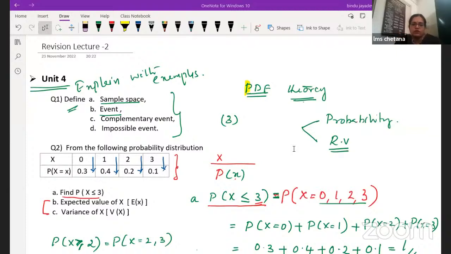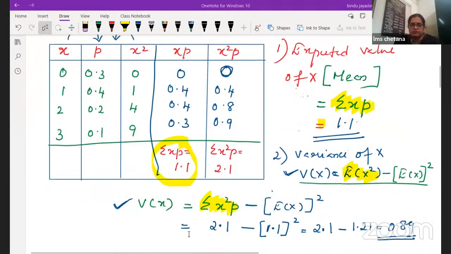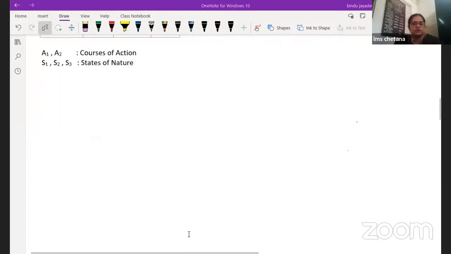Therefore, unit 4, this much only I'm revising. Now I'm going to unit 5. At least we have to complete unit 5 today. I thought it would take 2 days at most, but it is not moving. I'll take it tomorrow also, then we'll finish it off. Can I move further?